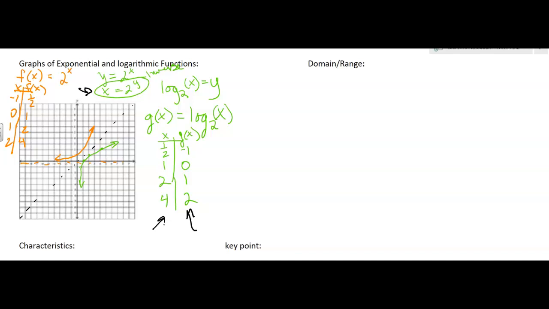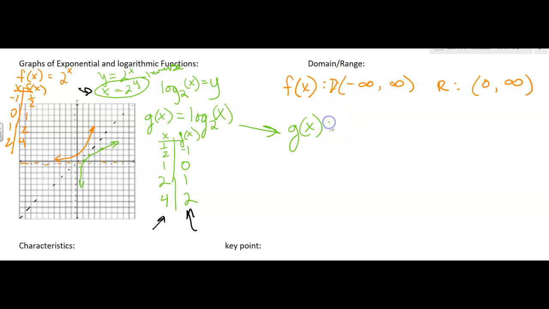Okay, so what happens on the domain and range? Well, for the exponential function, so for f of x, the domain was all real numbers, right? The range was 0 to infinity. So in the inverse, g of x, the domain is going to be 0 to infinity, and the range is going to be all real numbers. So you're switching the domain and range.